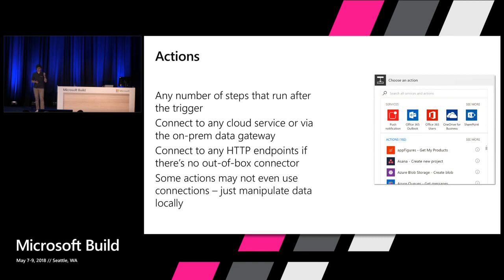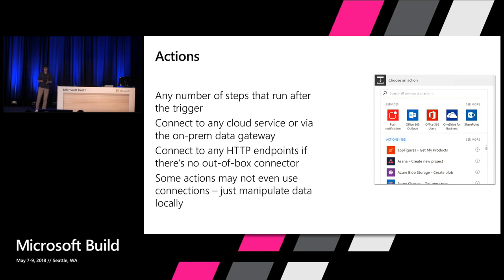Actions can run any number of steps that you like, and they can connect both to cloud services and, of course, to data in the on-premise gateway like I mentioned. Actions can even connect to direct HTTP endpoints. That means if you've built a web API inside your organization and you want somebody to be able to build a process on top of that API, they can, simply by using the direct HTTP actions that we have inside of Microsoft Flow.